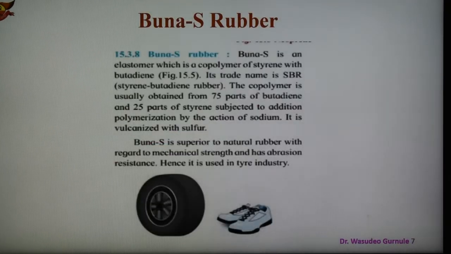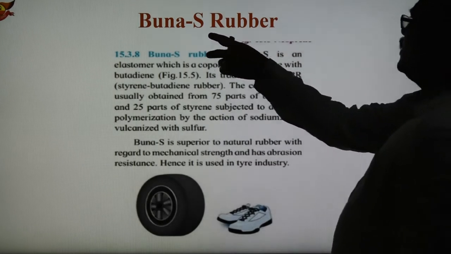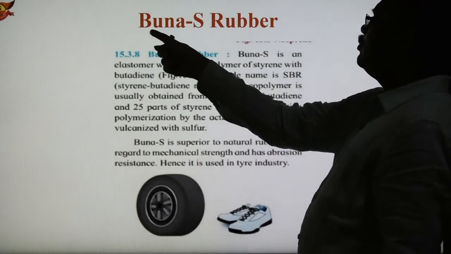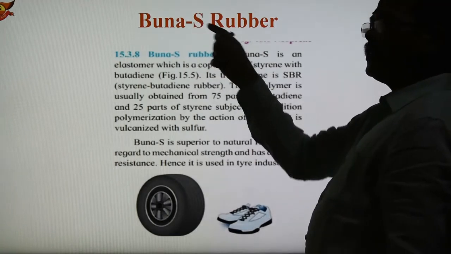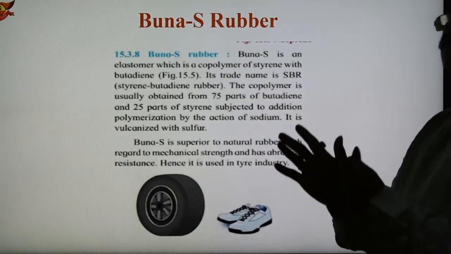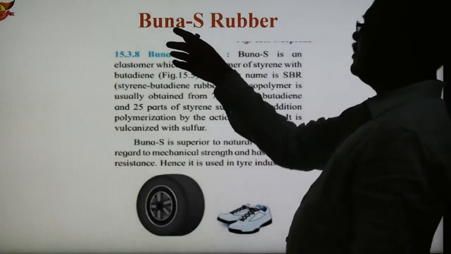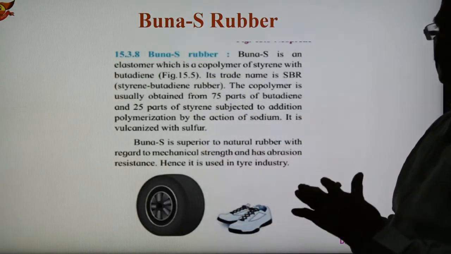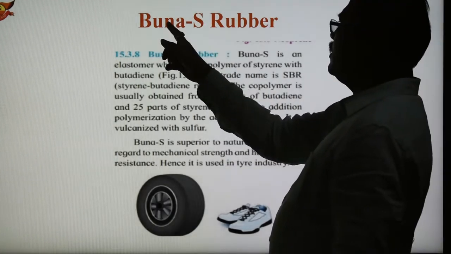And the next important compound is the Buna-S rubber. In the case of Buna-S rubber, what is the name? Buna-S. This Buna-S is better as compared to natural rubber, because its mechanical properties are very good as compared to natural rubber.